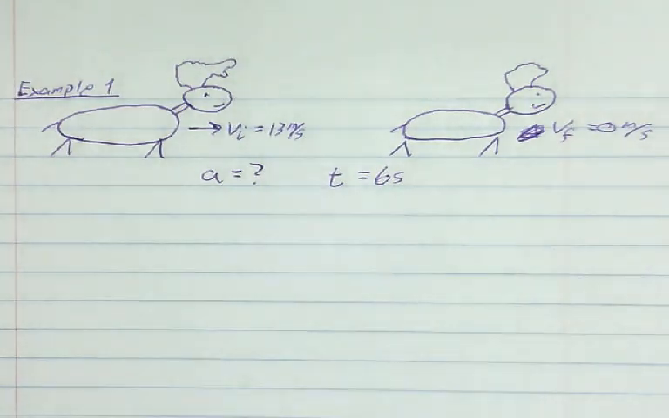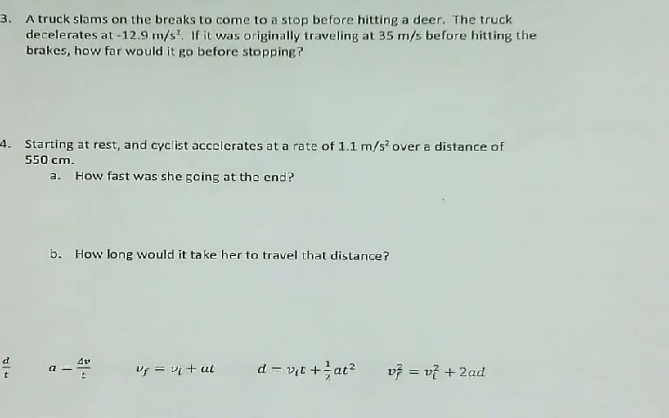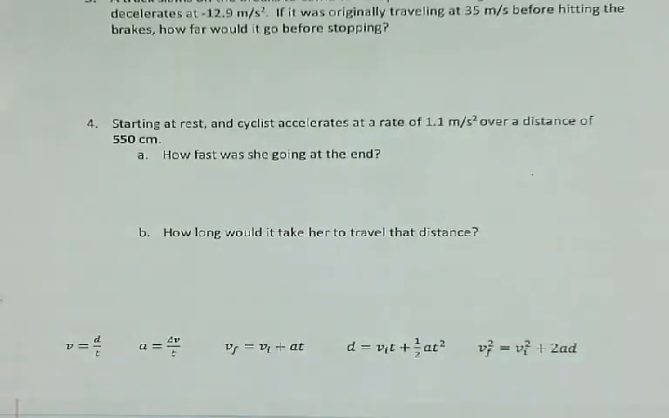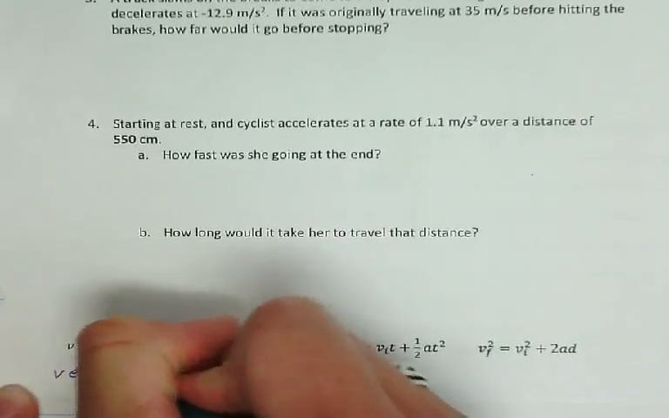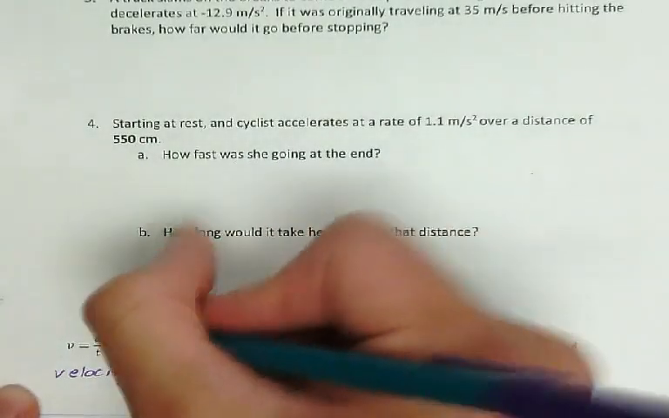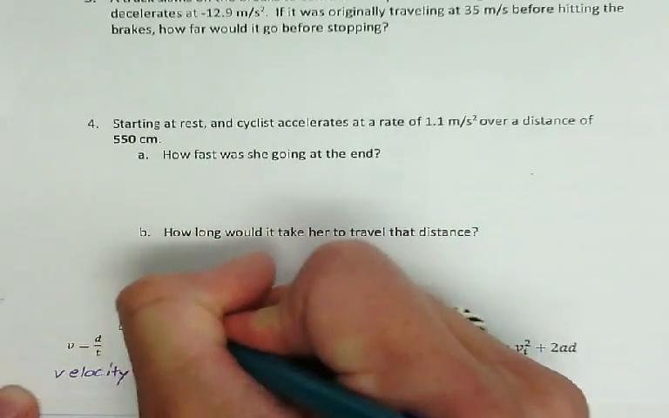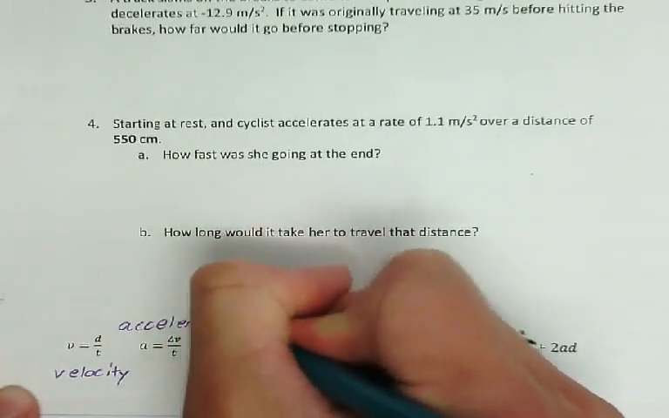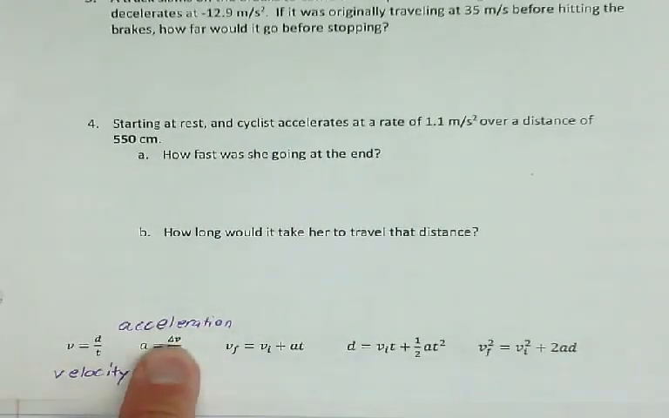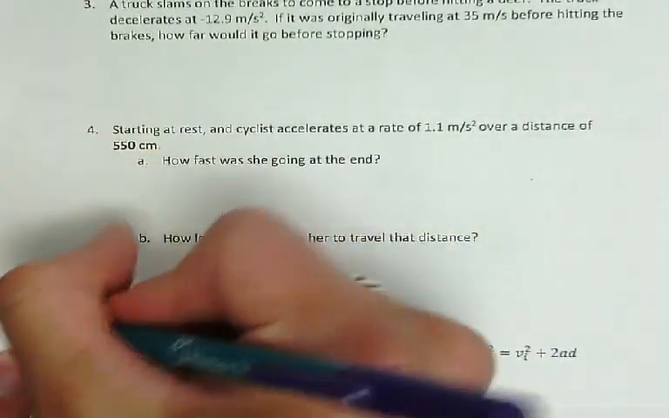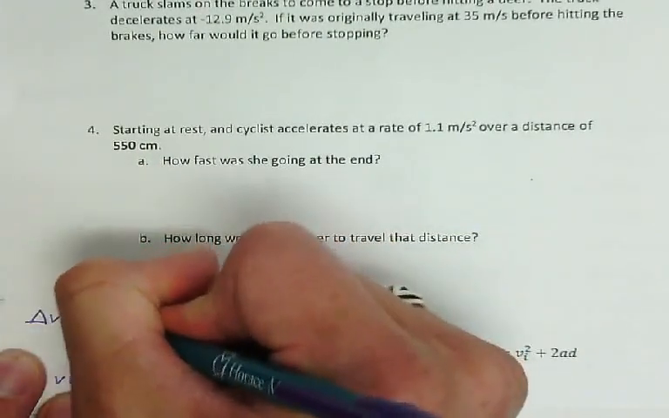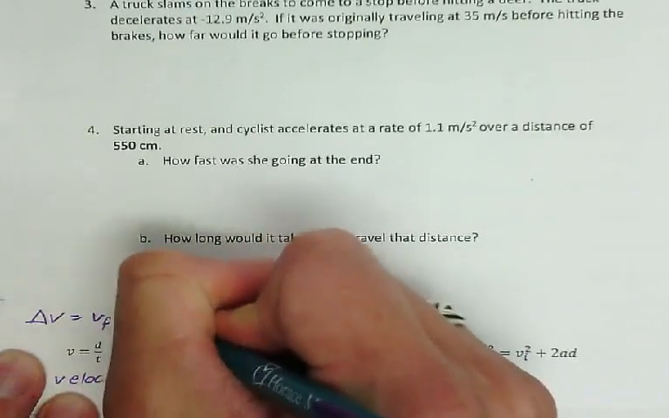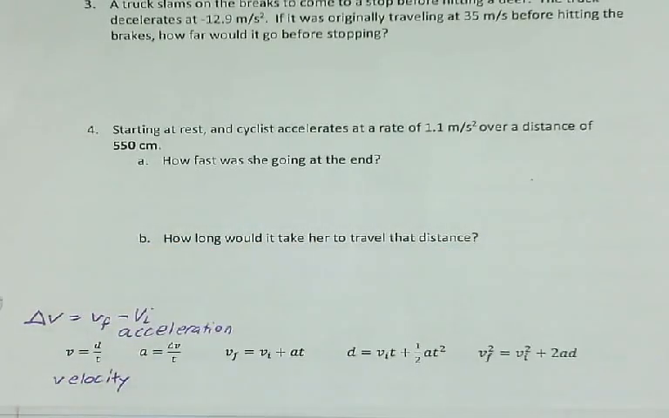Okay, third step, figure out an equation. So at the bottom of the page, you've got your list of equations. You got V equals d over t. This is the velocity equation. You got A equals delta V over t. That's the acceleration equation. In case you've forgotten, delta V means change in. In this case, change in velocity, which is final minus initial. So if you forgot that, that's what that is.